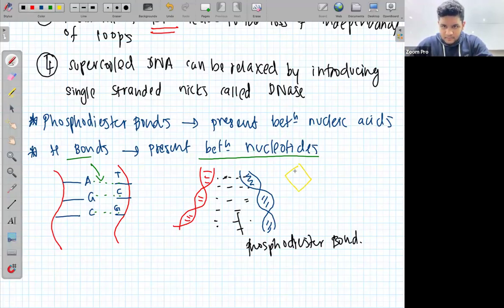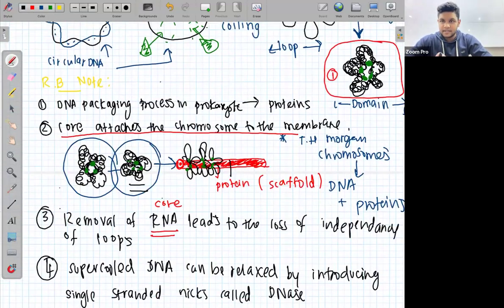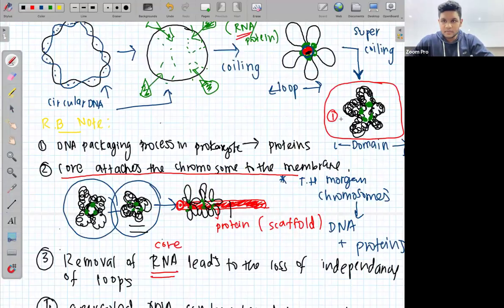Now this is the phosphodiester single-stranded nick, called DNase. What they will do is come into this location and break the bonds that are present, and they'll be relaxing, right? And if it is relaxed, the structure we have obtained here, this domain, will be completely changing its shape into like this.